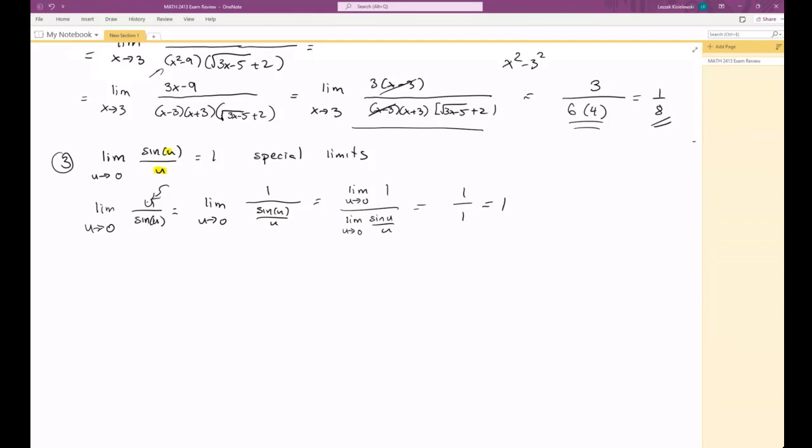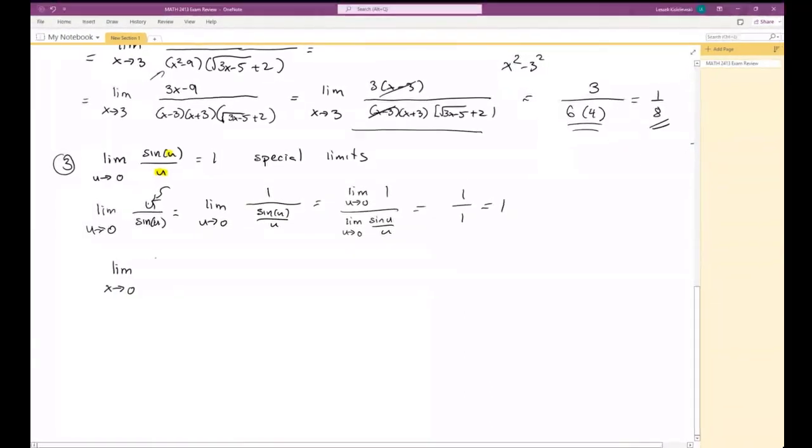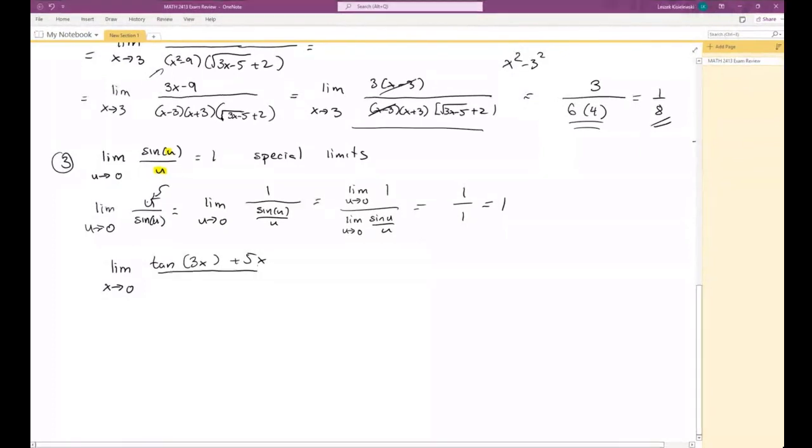Okay. So let us start. So this is an example that's pretty comprehensive, I suppose, for the special trig limit. Well, never mind, it's not comprehensive. It's just a standard example.